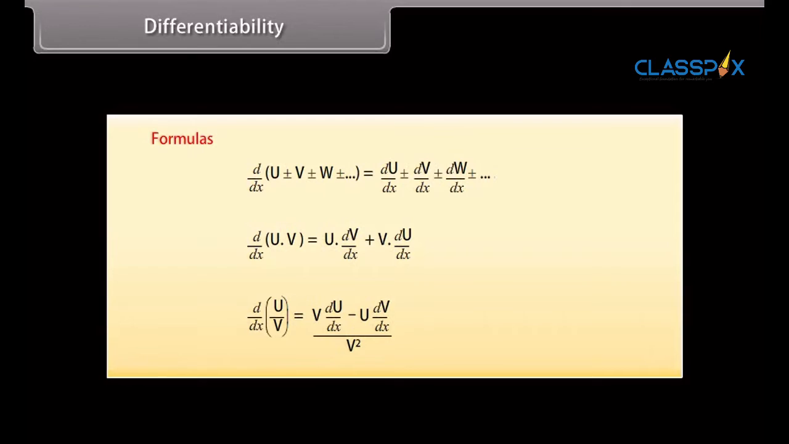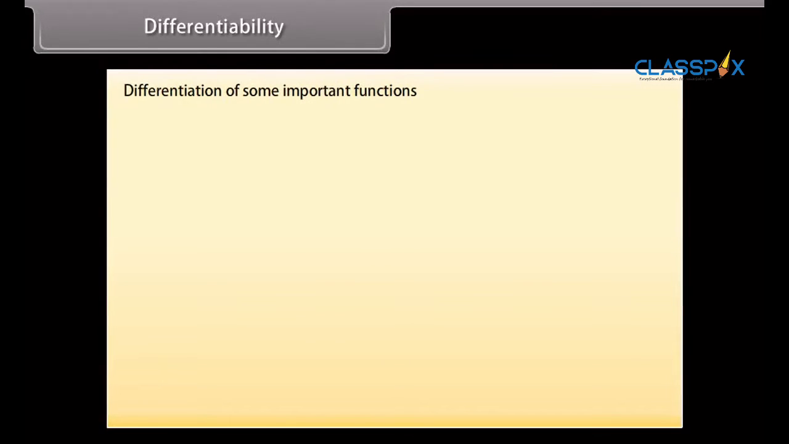d by dx of u by v is equal to v into d by dx of u minus u into d by dx of v, divided by v square. Differentiation of some important functions. 1. d by dx of constant is equal to 0.